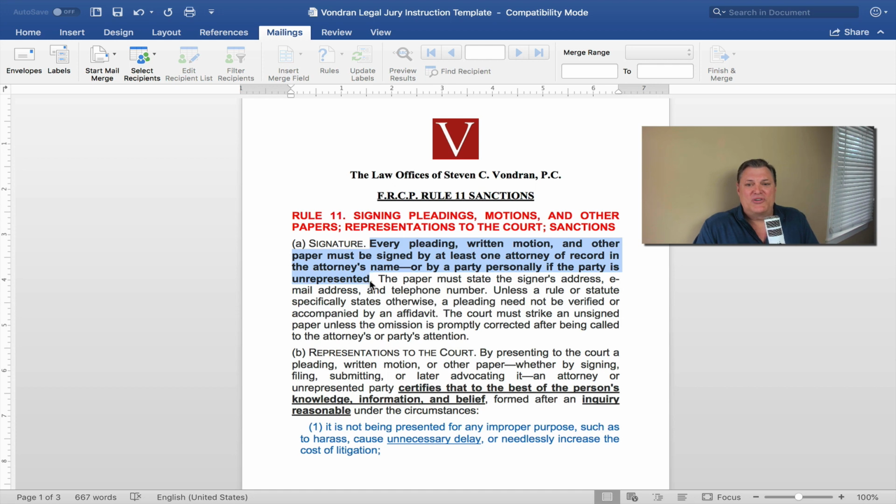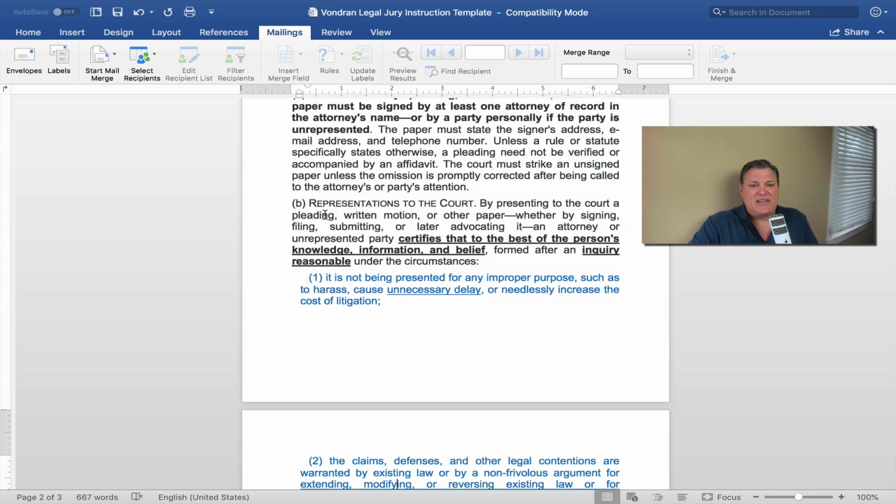Every pleading, motion, and other paper must be signed by at least one attorney of record in the attorney's name, or by a party personally if the party is unrepresented. So the pleadings have to be signed by somebody. That probably sounds pretty obvious, but let's get down here. That signature means something. In Section B, that signature is a representation to the court.